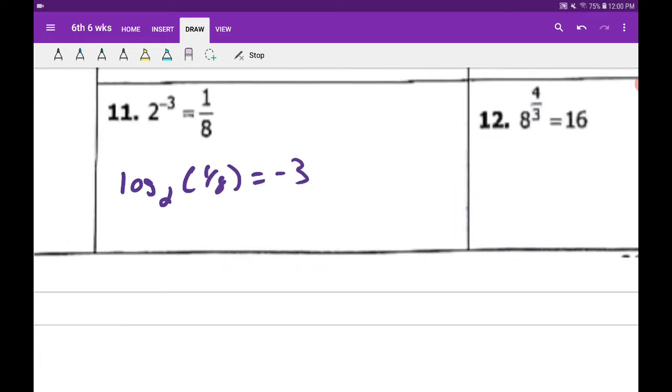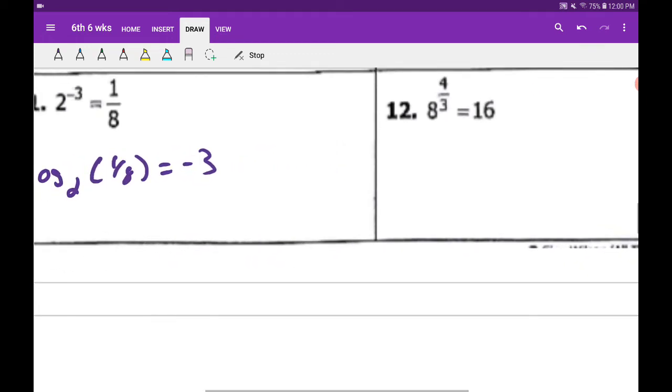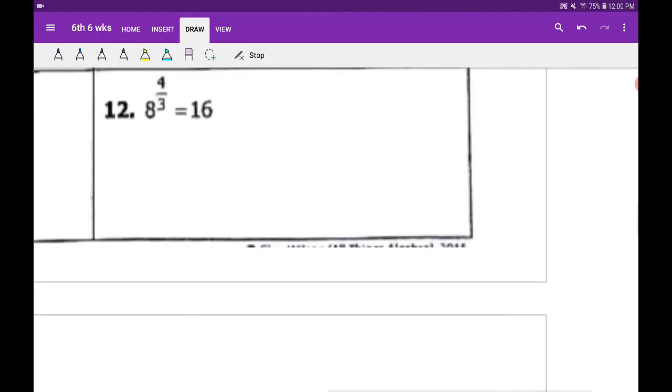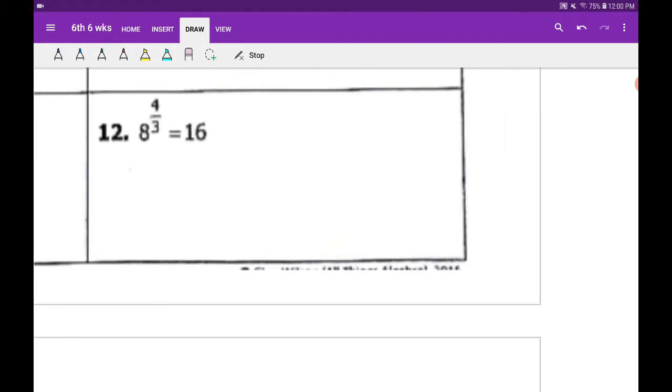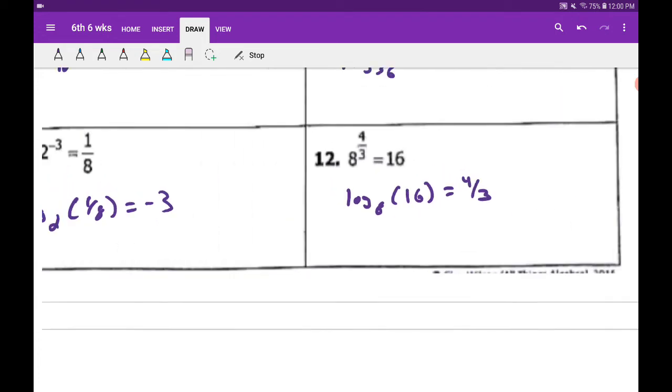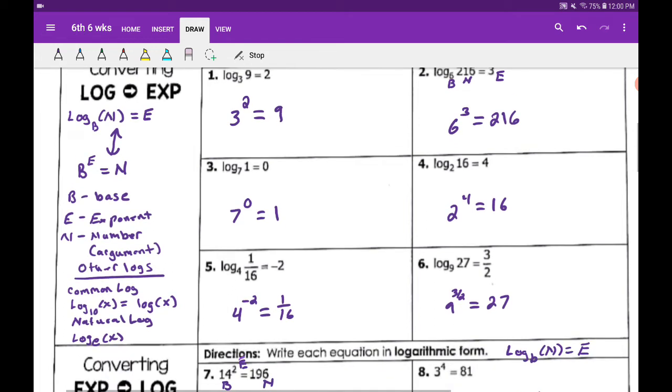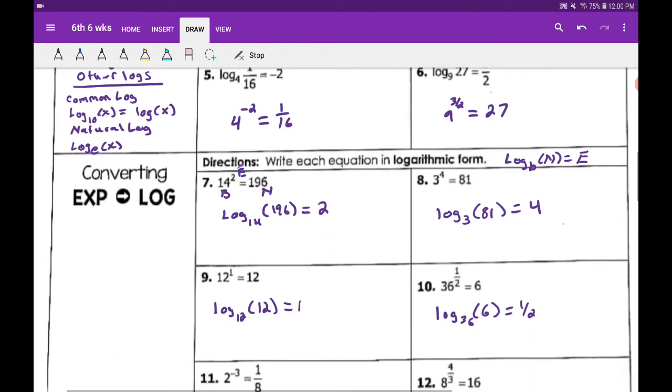That's what all our phones run off of and things like that, the very low machine level. All right, and 12. Let's convert this one. So log base 8, 16 equals 4/3. So once you get the hang of it, you can write these out pretty fast. You need to use that equation quite a bit, so have that handy to look over.